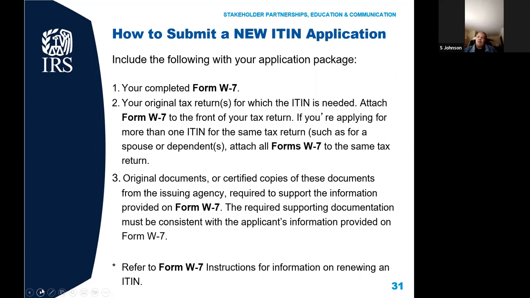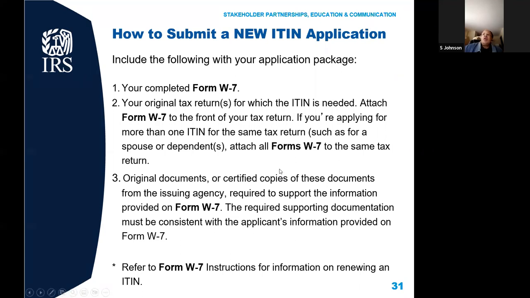If you're applying for more than one ITIN for the same tax year, such as for the spouse or dependent, you attach all the Forms W-7 to the same return. Original documents or certified copies from the issuing agency are required to support the information provided on the Form W-7. The required supporting documentation must be consistent with the applicant's information provided on the Form W-7. They tell you to refer to the application instructions on renewing an ITIN.